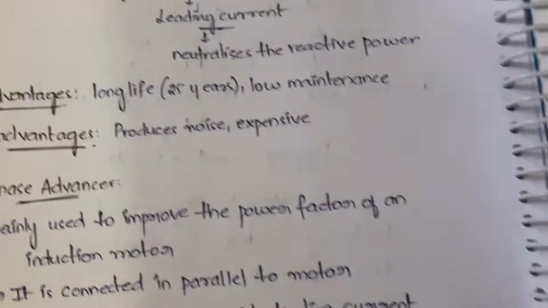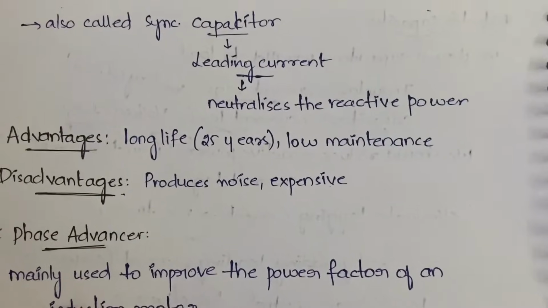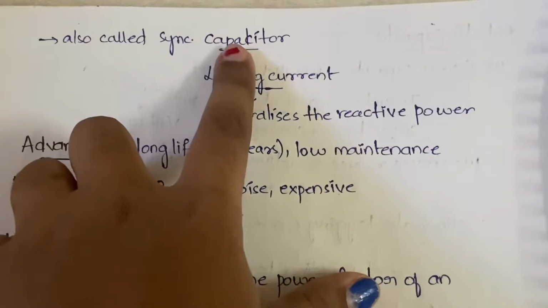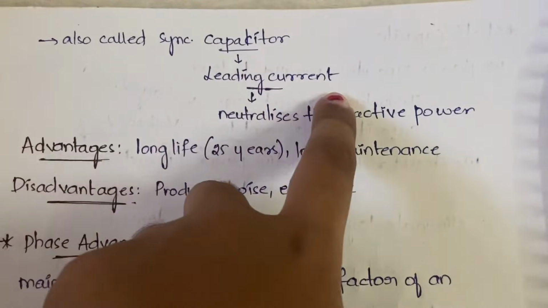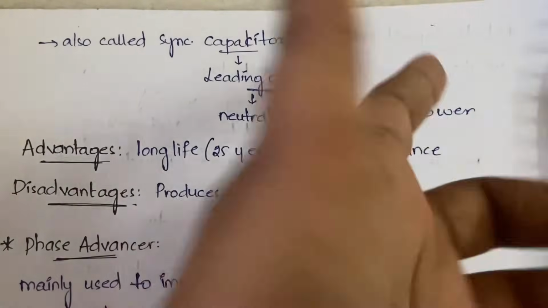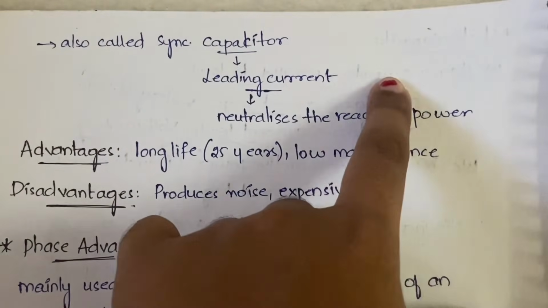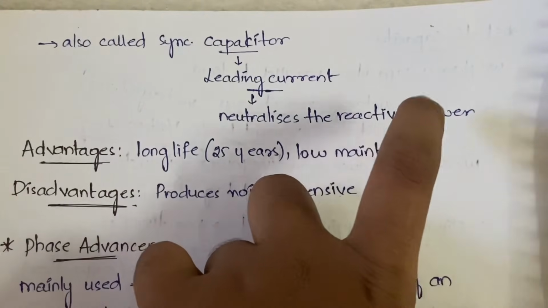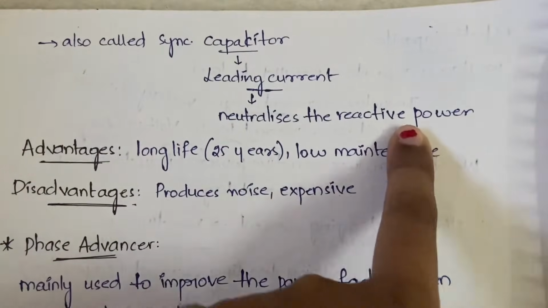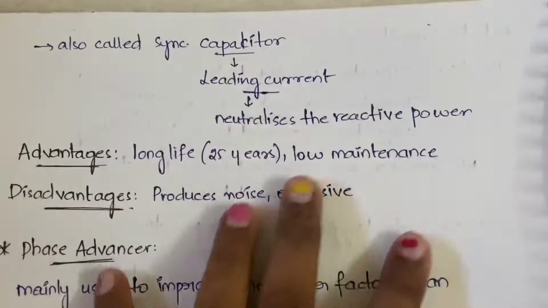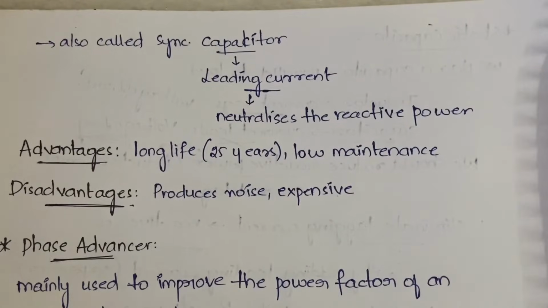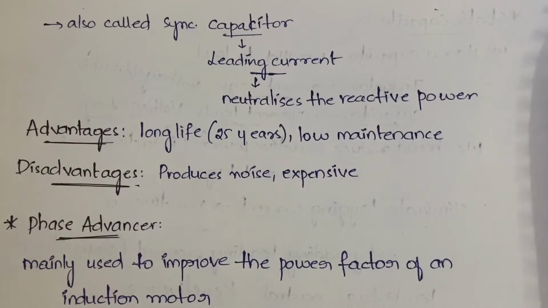Now, this synchronous condenser is also called a synchronous capacitor. Capacitor means obviously it will provide leading current, and that leading current will neutralize the reactive power. Because reactive power is an inductive component, in this the current will be lagging. So in order to neutralize this lagging current, we are using a capacitor which will provide the leading current. Got it? Done. That's all. Very simple. That capacitor will provide the leading current which is required to nullify this lagging current.